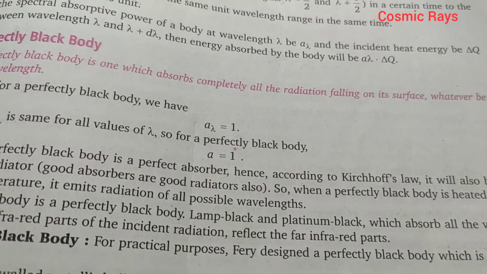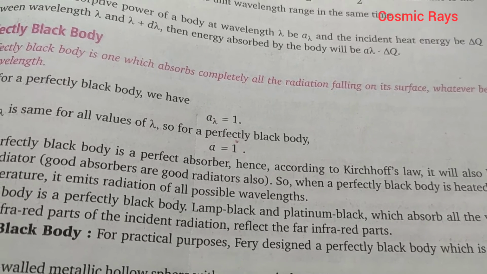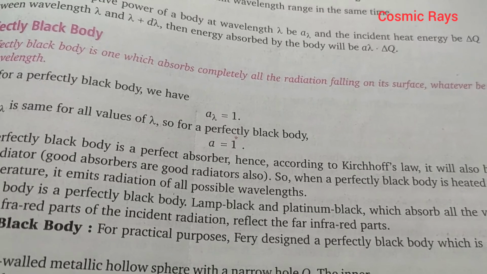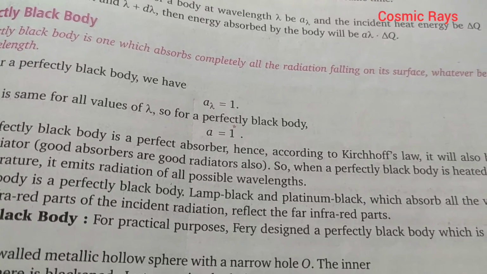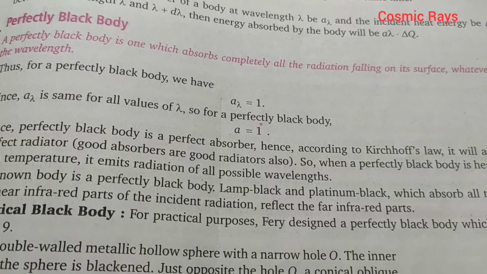So when we take the first definition, that a perfectly black body is a body which will absorb all the radiation of all wavelengths which is incident on it, then we do not have any such body.